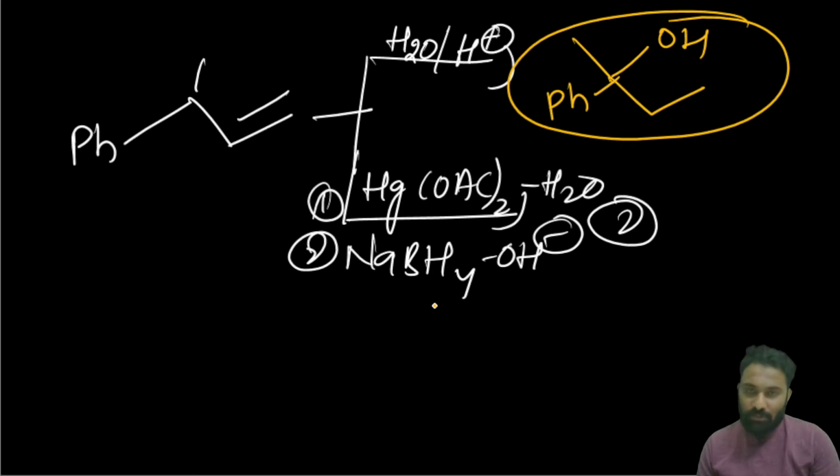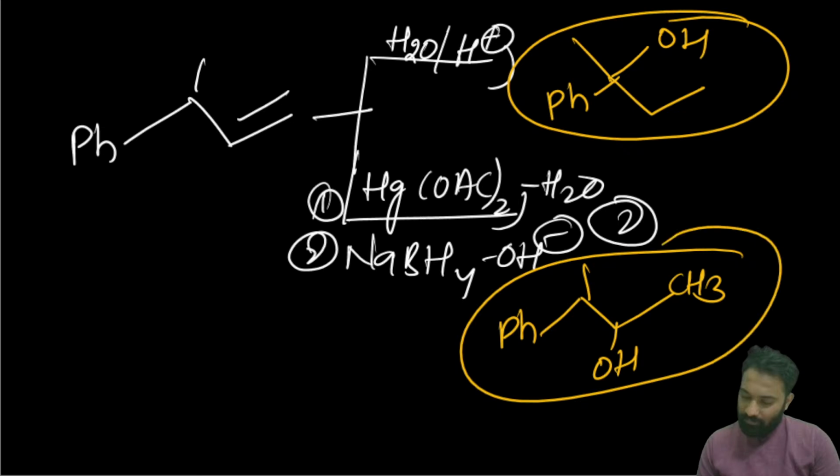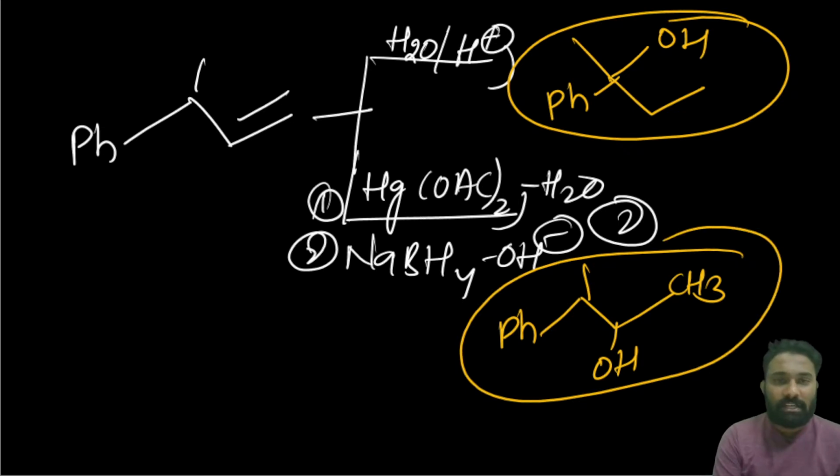In the second case, no rearrangement will be possible, right? So when no rearrangement is possible, this is the product we will get. Done. In the first case rearrangement is possible, in the second case no rearrangement. Next one, important, now try to answer.